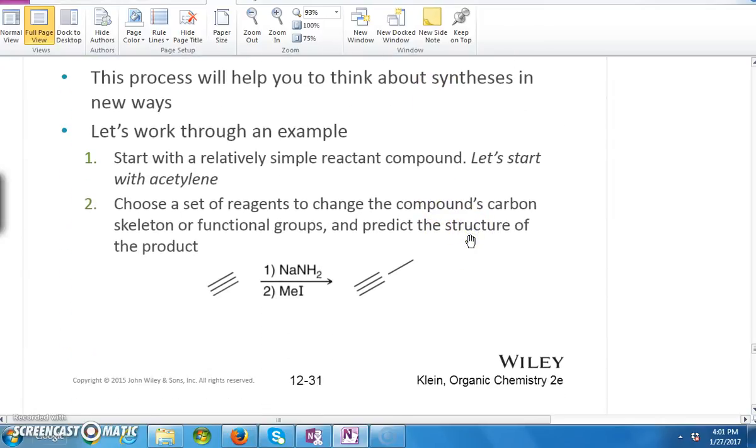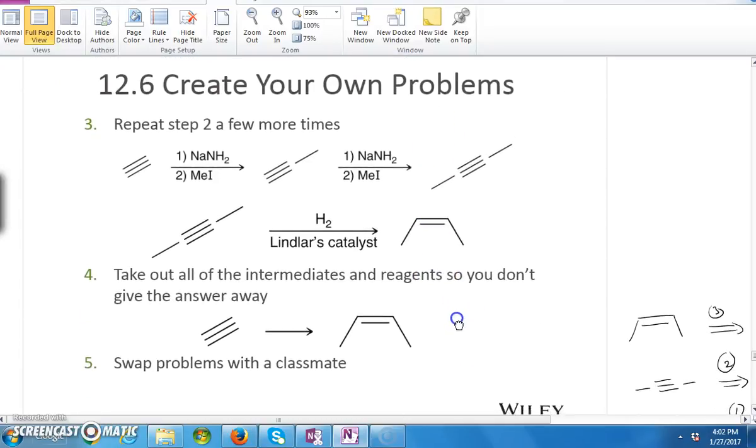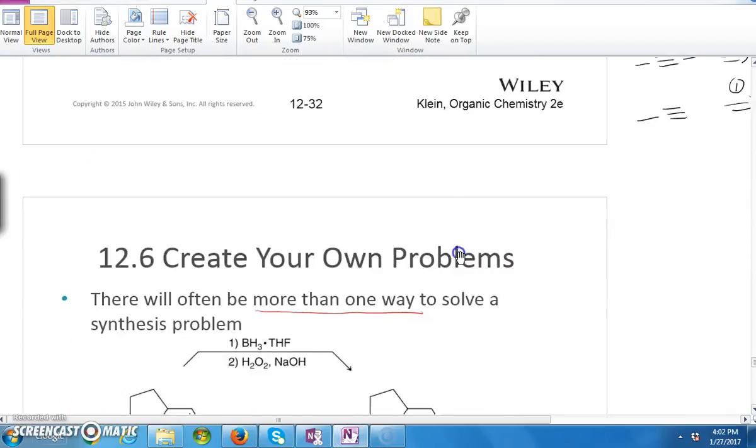This is a very simple example, going from acetylene to propane. Again, from acetylene to propane, you're adding one carbon. That's basically what you're doing. And here, in this case, you're going from butane to cis-2-butene. So you can do this. You can practice this on your own and get as much practice as possible.